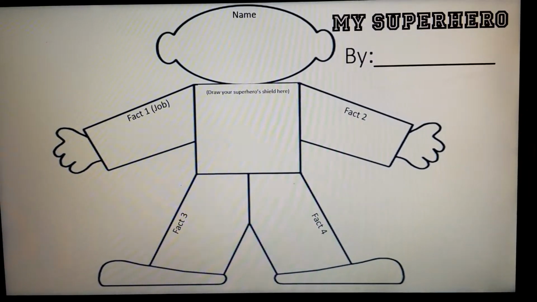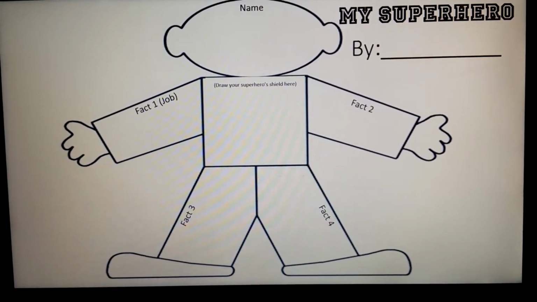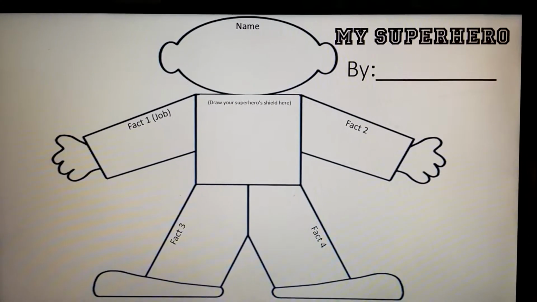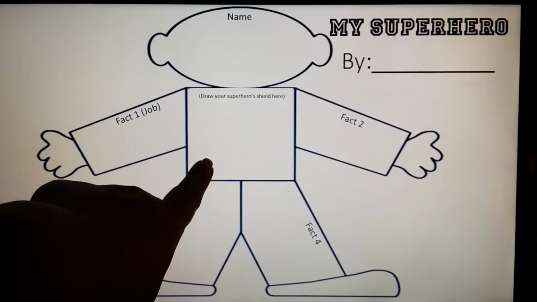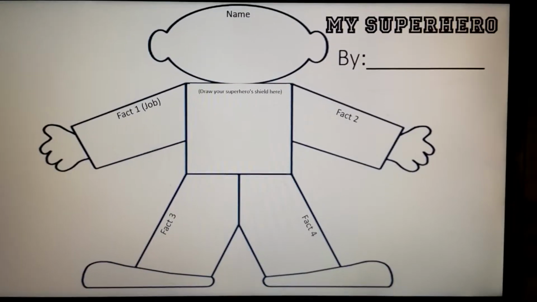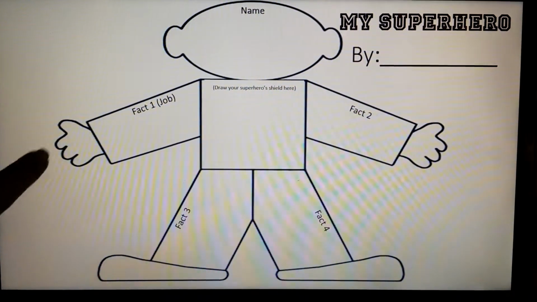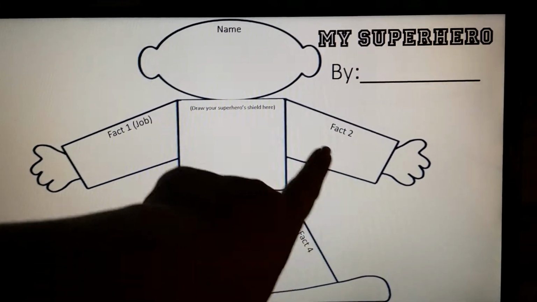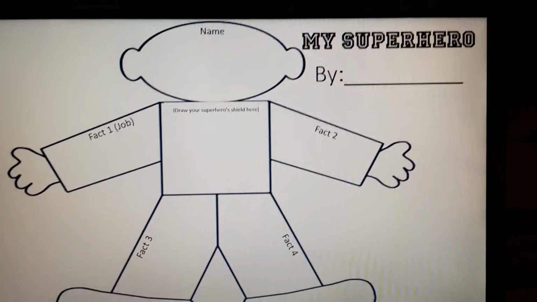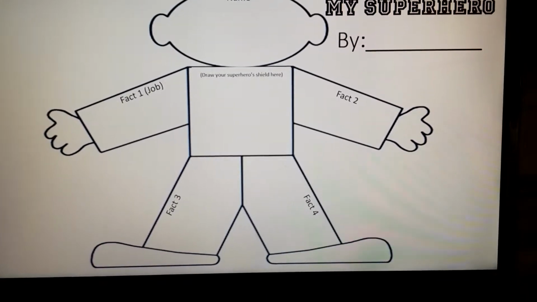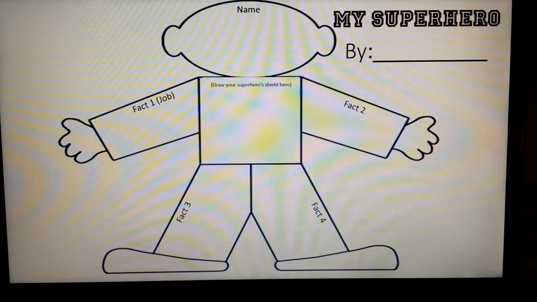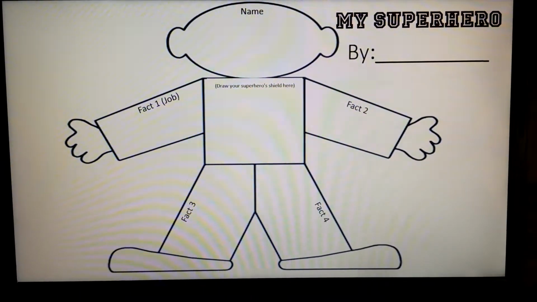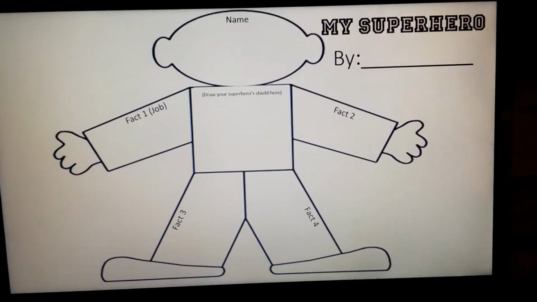This is the My Superhero graphic organizer that they would use. They would put the person's name in the top and draw a shield for their superhero, because every superhero needs a good shield. And then the first fact would be a job, and then I would require 3 more facts about that superhero, why they are good citizens. Are they trustworthy? Are they honest? Do they do good things for their community? That kind of thing is what we're looking for.